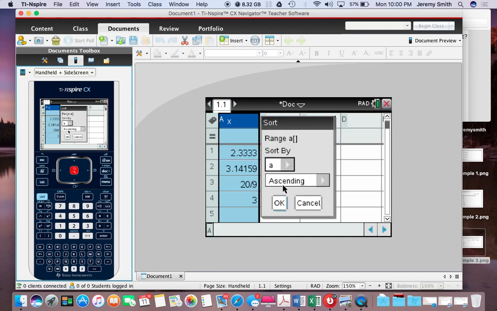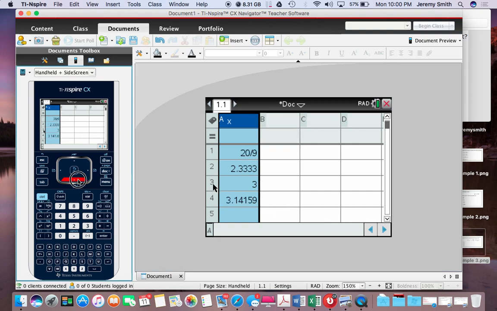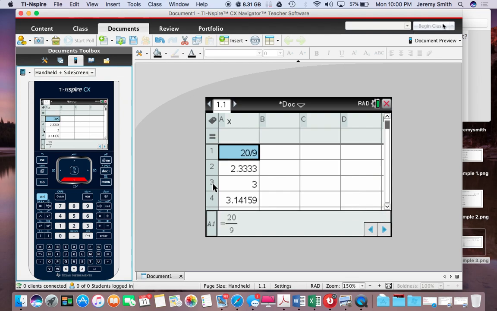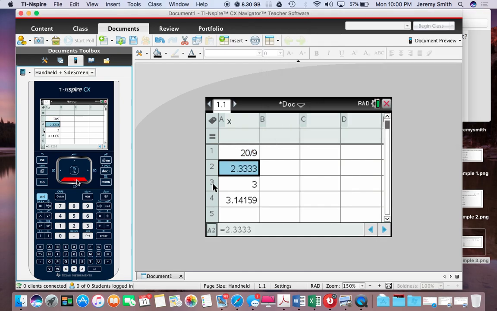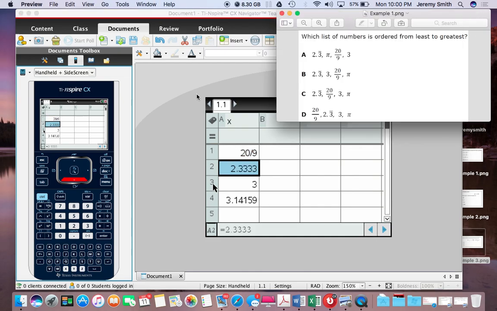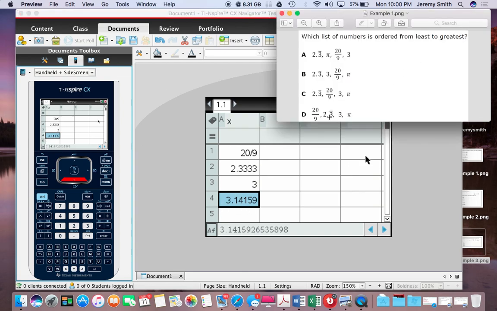Now remember, I want to put this in ascending because it said least to greatest. And you can obviously see with this notation, you've got ascending and descending, but we want to do ascending. And now it sorts it for us. So if I look at that, my smallest number is 20 over 9. The next number is 2.333, the next number is 3, and the next number is pi. So my smallest number is 20 over 9 and my biggest number is pi. So obviously, I see that my answer to this will be D.